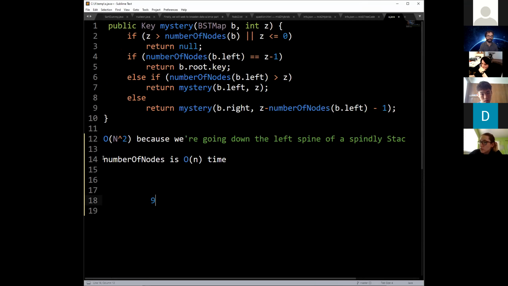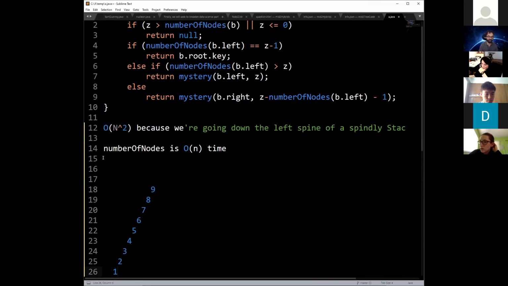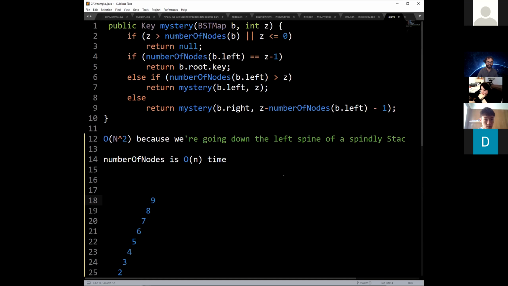So let's make up a tree like 9, 8, 7, 6, 5, 4, 3, 2, 1. All right, and this incidentally is the number of nodes, but it's also the value in there. And let's say we pass in z equal to 8 or something. So in that case, we'd get to this first part and we'd call number of nodes. So that would take time 9 to finish.